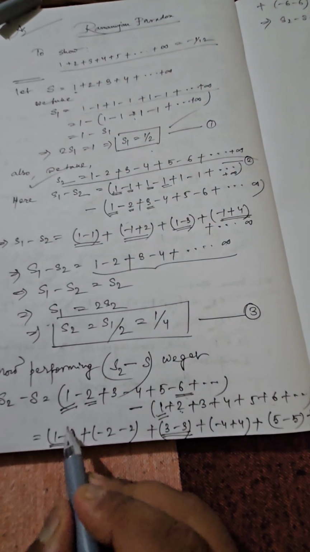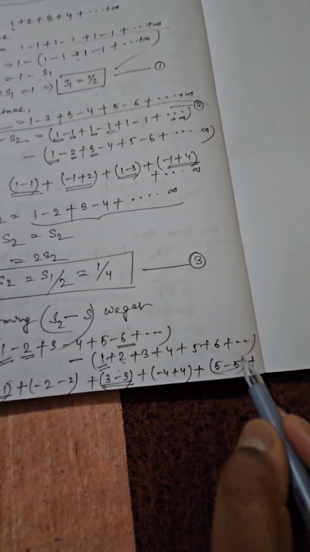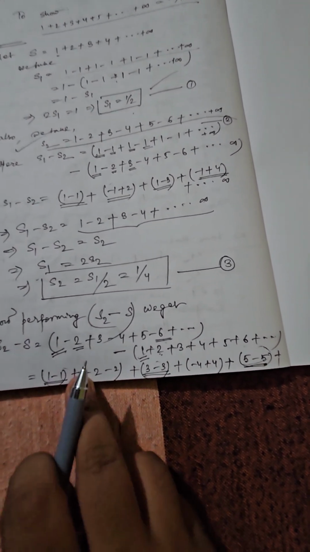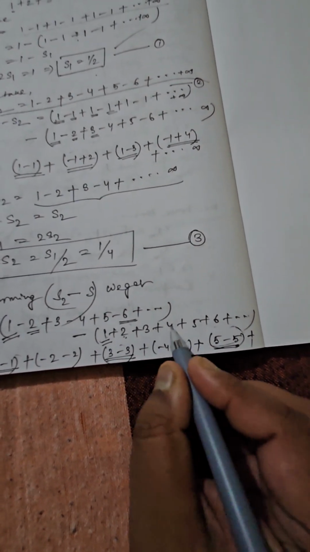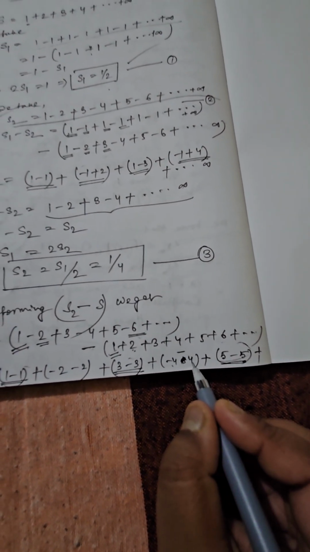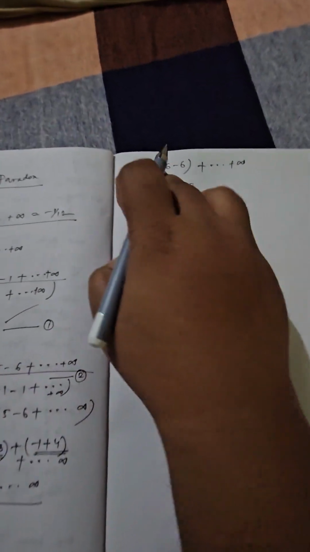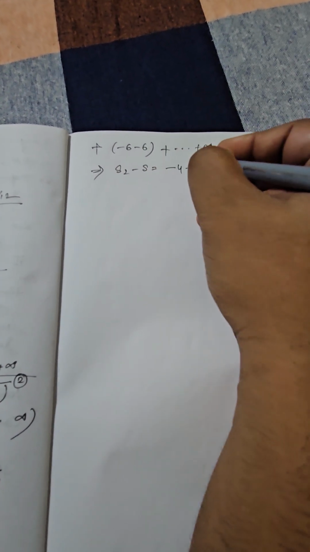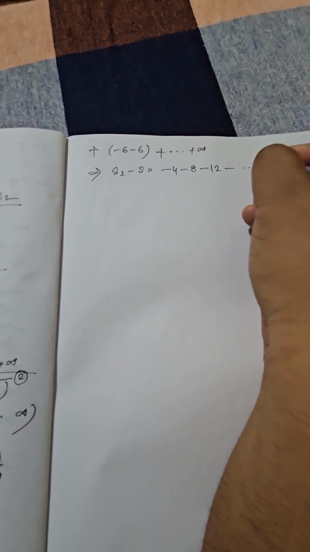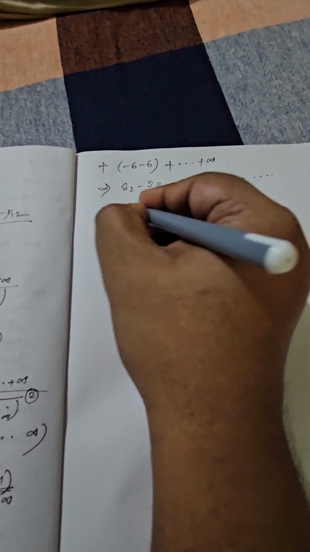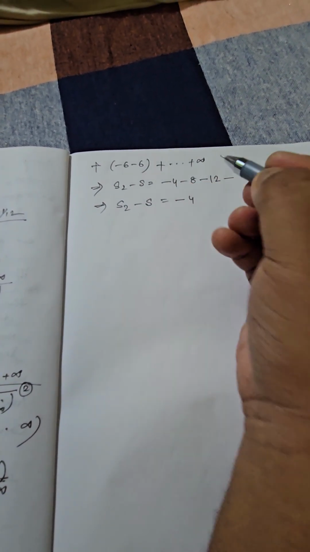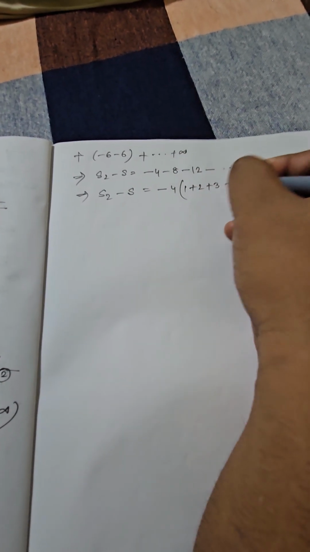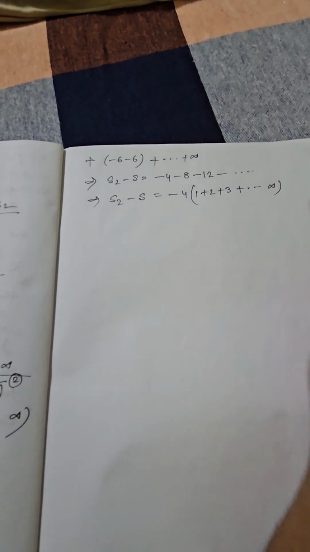is equal to what? This part is 0, this part is 0, this part is also 0. So you can see minus 2 minus 2, that is minus 4. Here also it should be minus because here we have a minus sign. Minus 4 minus 4, that is minus 8. Then you can see minus 6 minus 6, that is minus 12. So minus 4, minus 8, minus 12 and so on. In this way you can continue. So S2 minus S, this can be written as, after taking minus 4 common, 1 plus 2 plus 3 and so on. It will carry up to infinity.